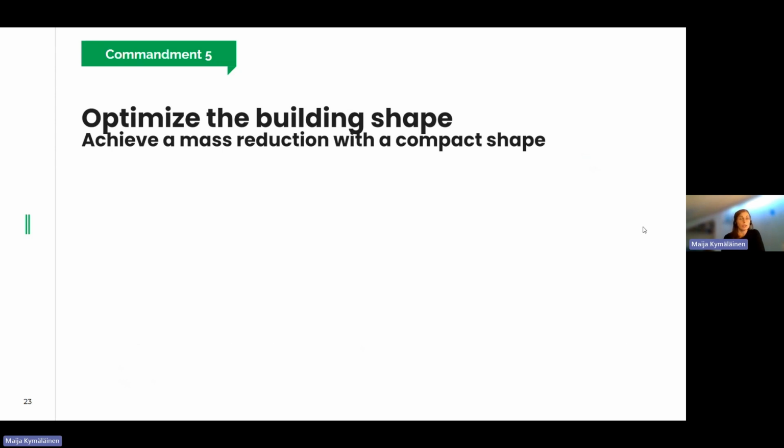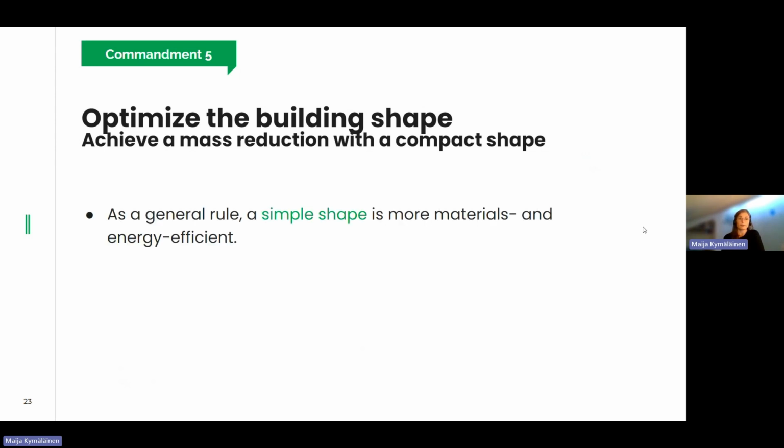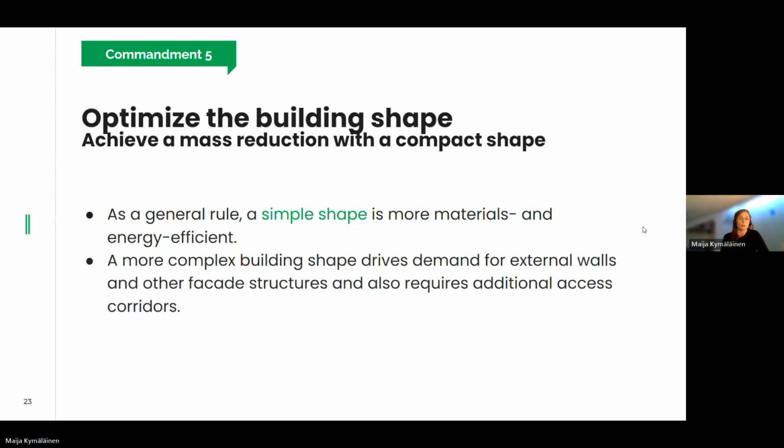So achieve a mass reduction with a compact shape. The more efficient the building shape, the smaller the material quantity. So for example, facilitating the same functionalities with the building space that is as low as possible. So this has an impact on the energy efficiency of the building as well. So as a general rule, a simple shape is more materials and energy efficient. So basically this would be a square building.